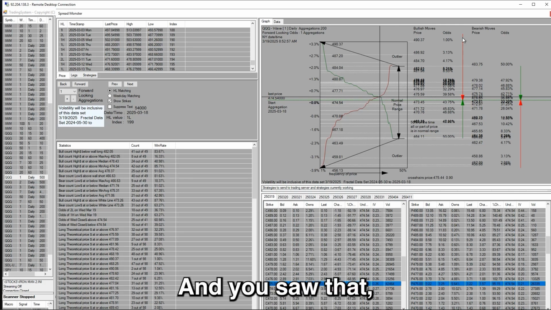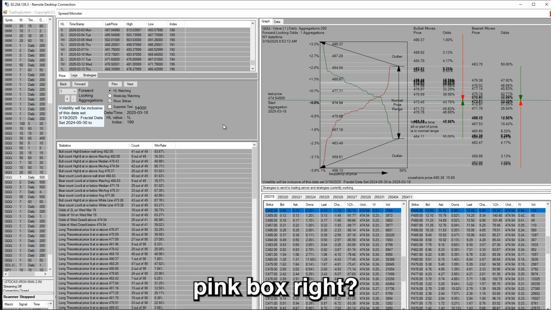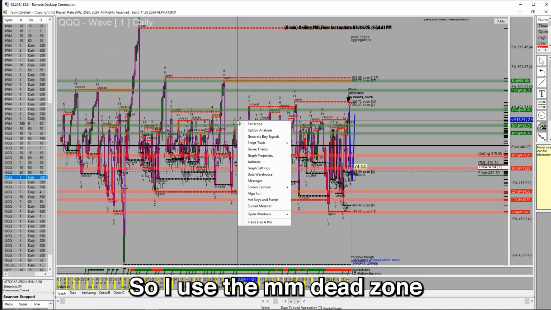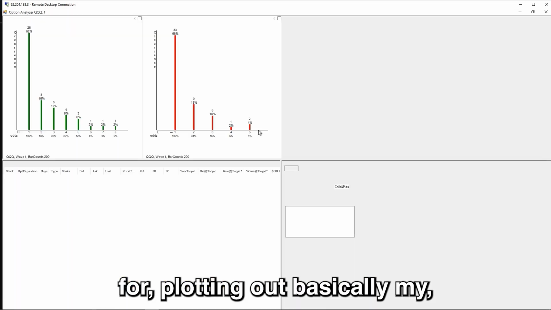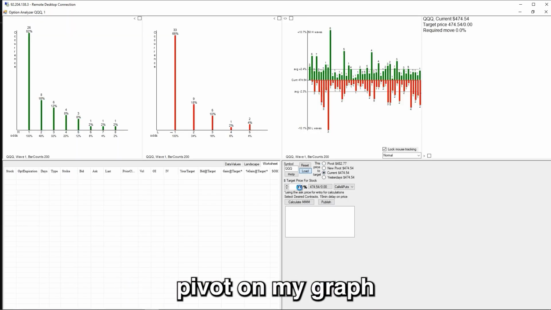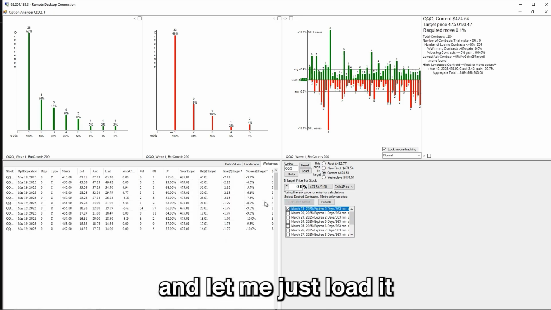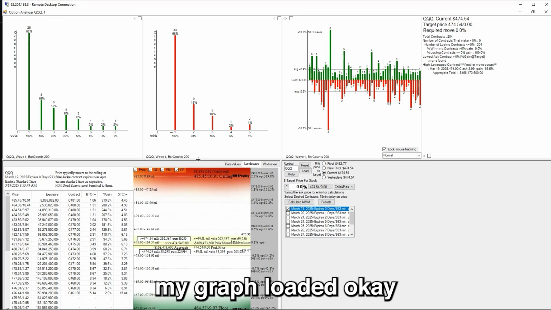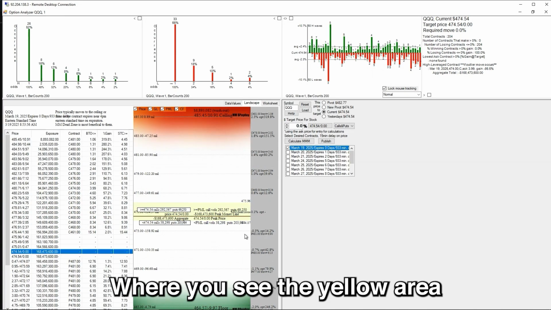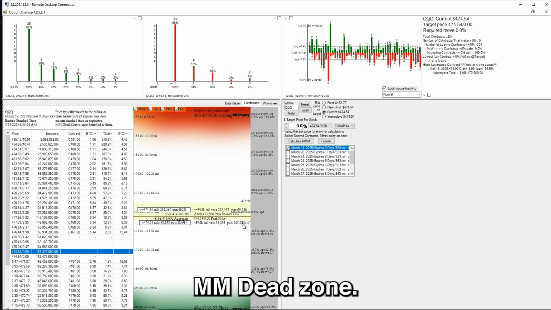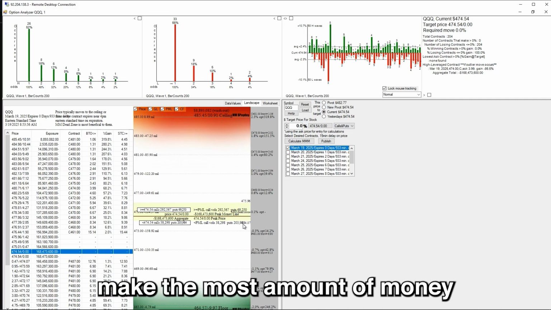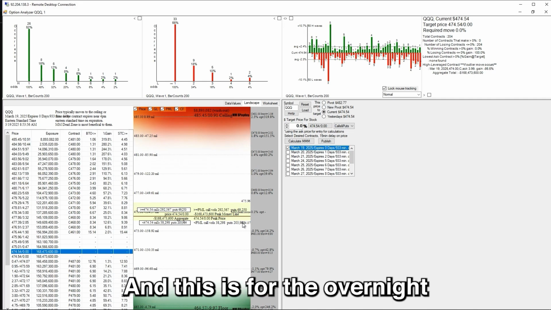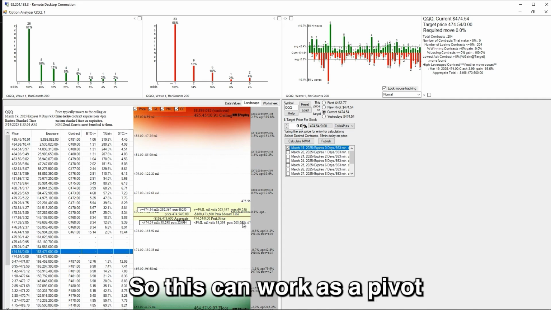Simple. And you saw that pink box, right? Now you must be wondering where that came from. I use the dead zone for plotting out my pivot on my graph. Let me just load it. Okay, so here we have the graph loaded. Wherever you see the yellow area, that is the dead zone. In that zone, the market makers make the most amount of money. And this is for the overnight, so this can work as a pivot.